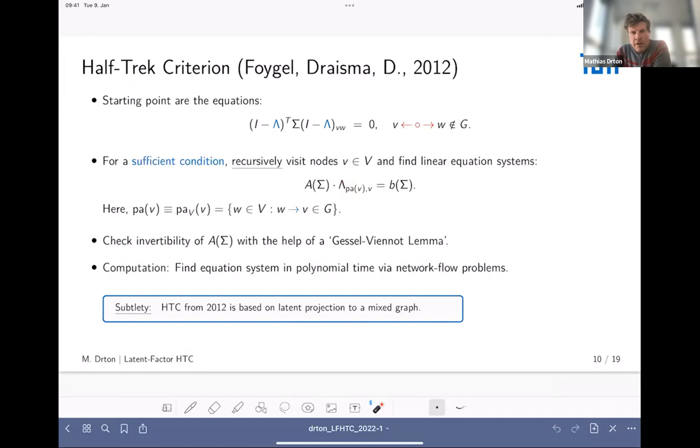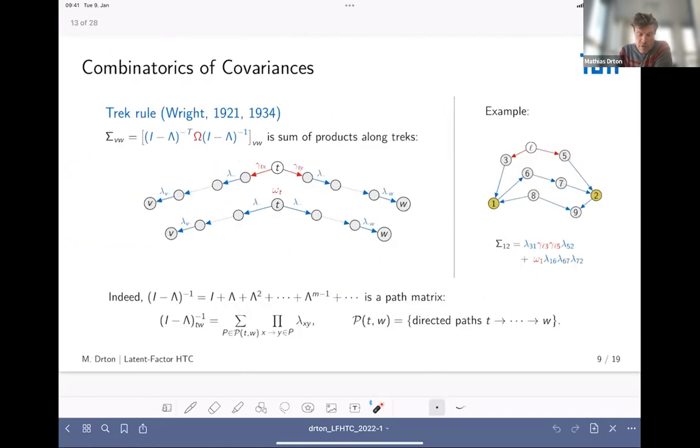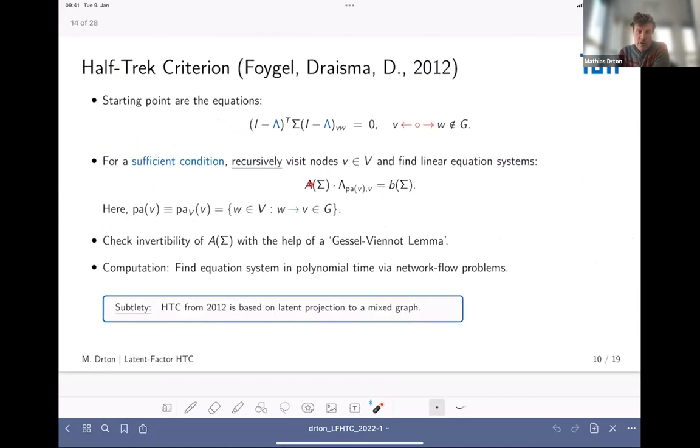For identifiability, the key question is whether, when we put up such an equation system, it has a unique solution. So we need to check invertibility of such a matrix. This can be done combinatorially with the help of a generalized version of a tool called the Gessel-Viennot lemma, which allows you to decide when path matrices of this type have subdeterminants that are non-zero. To check invertibility, you have to decide whether some determinant is non-zero, and you can do this combinatorially.